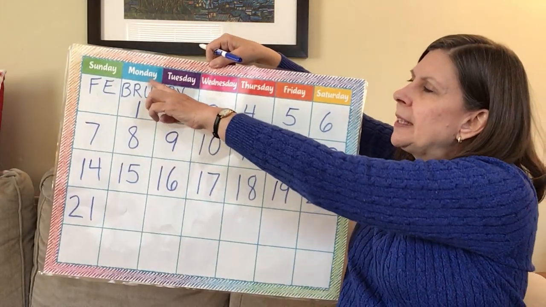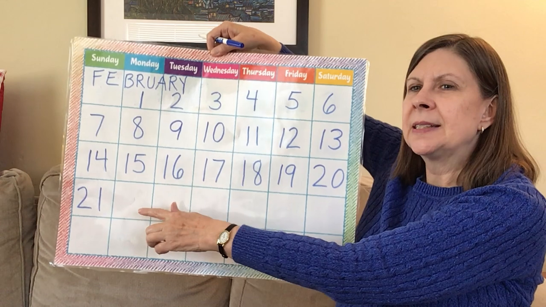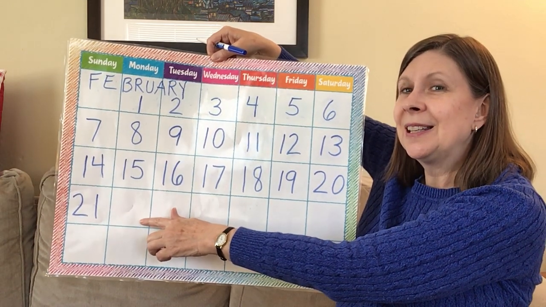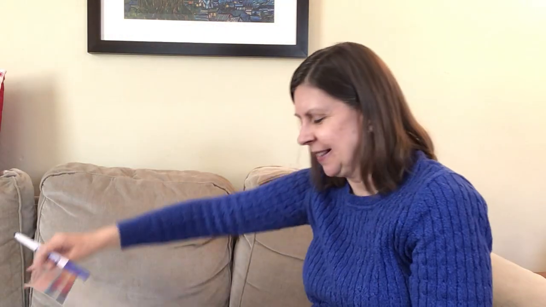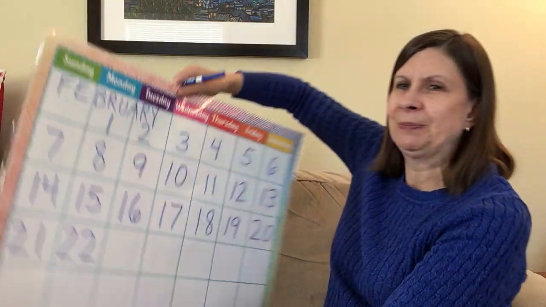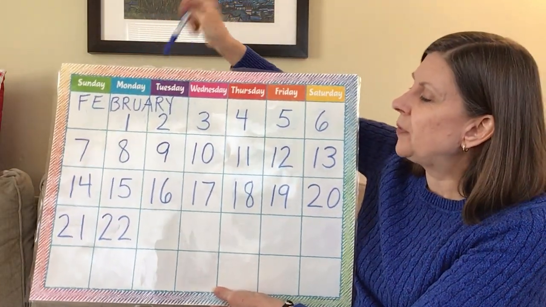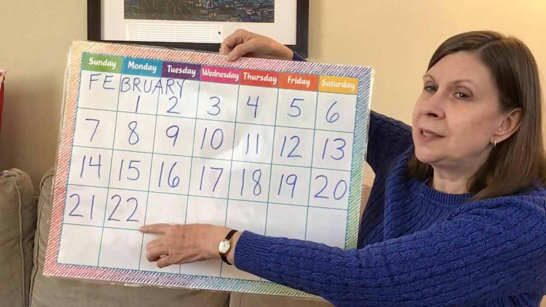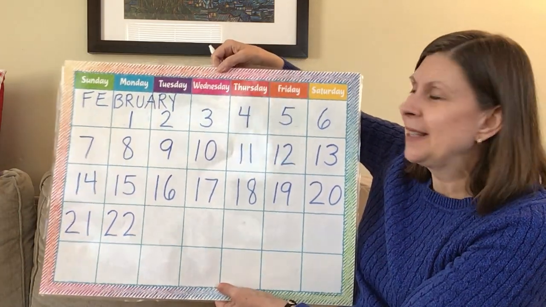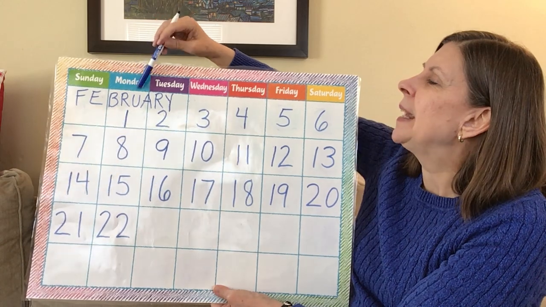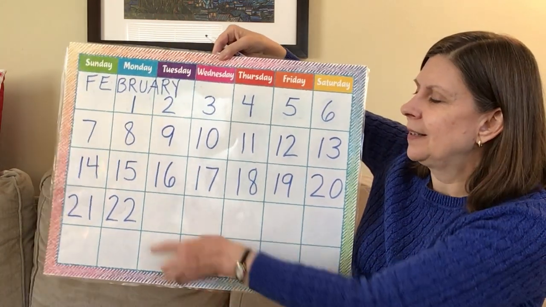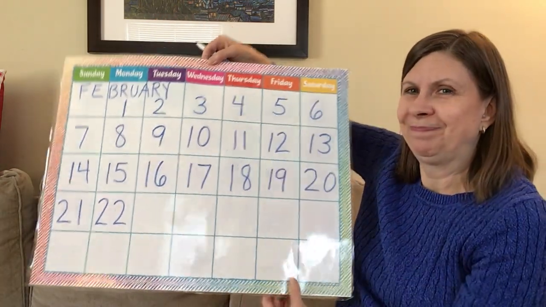And here we are up to today. Monday is 22. That's right. So for 22, I need to write 2 2s for 22. So today is Monday, February 22. Can you say that with me? Today is Monday, February 22. That's where we are today.